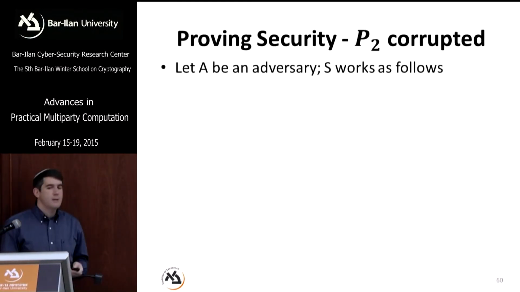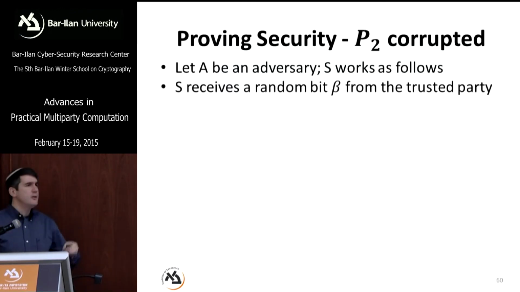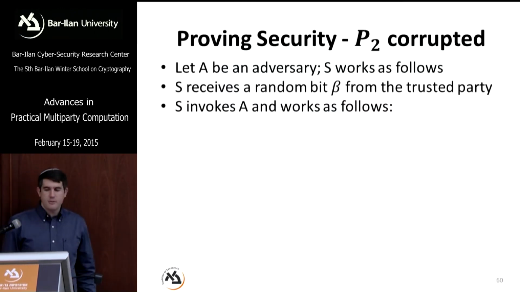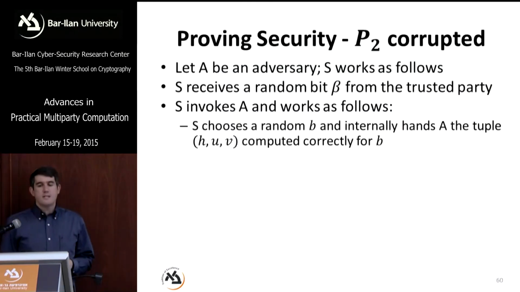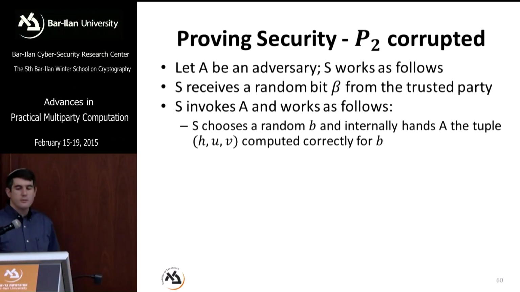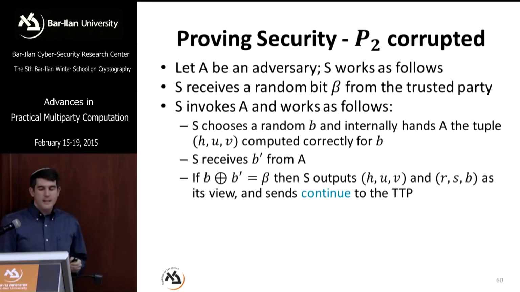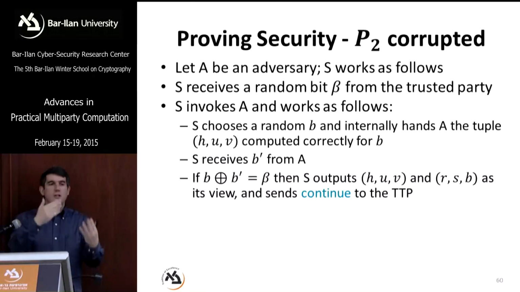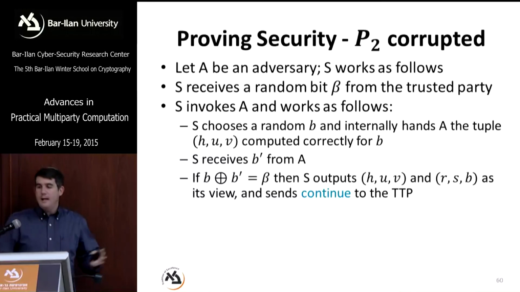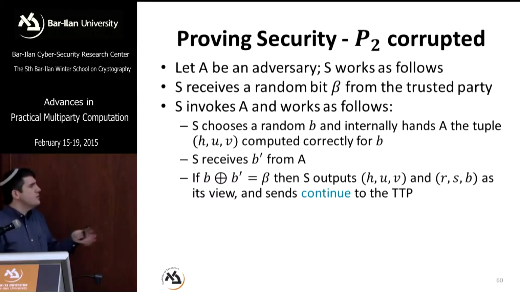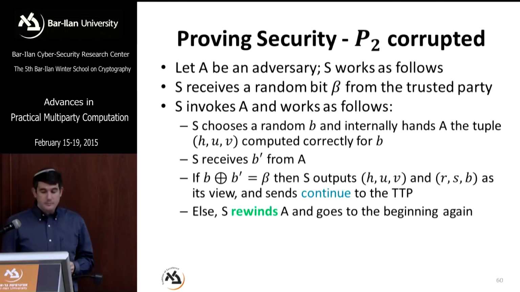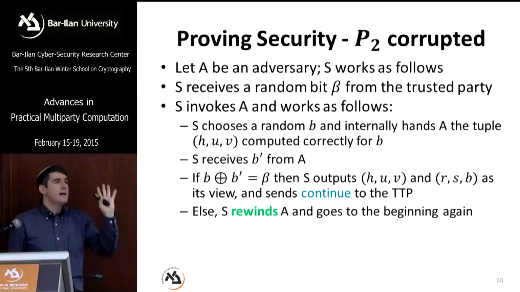Once again we have an adversary A, and S works as follows. S again receives a random bit beta from the trusted party, and S invokes A and then works as follows. It chooses a random bit B and commits to B, sends an encryption of B to the adversary internally. And S receives back a B prime from A. If B XOR B prime equals beta, then this is wonderful. That means that we've actually got an execution that finished correctly, and S outputs that execution, sends continue, and we're done. Otherwise, S just rewinds A and goes back to the very beginning.